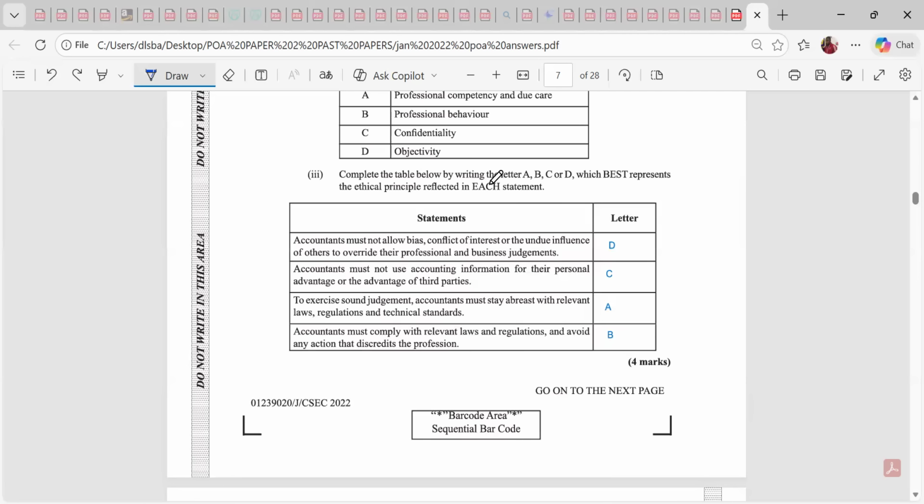To exercise sound judgment, accountants must stay abreast of the relevant laws, regulations, and technical standards. That is professional competence and due care. You can't be signing up to be an accountant and not remember how to do accounts. Accountants must comply with relevant laws and regulations and avoid any actions that discredit the profession. You can't make accountants look bad. That's professional behavior.